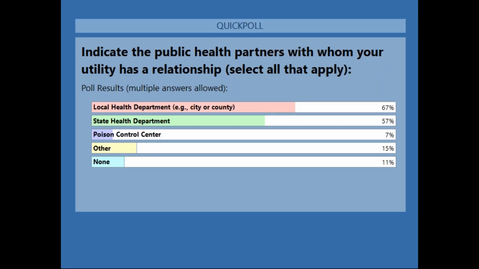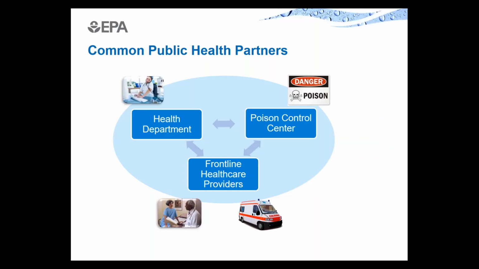All right, well, this is encouraging. So we see a lot of you do have, two-thirds of the respondents indicate they have a strong relationship with their local health departments, and many also have relationships with their state health departments. So that's good. The poison control center had the fewest relationships, and that's consistent with what we've seen. But I would advocate for reaching out to your poison control center if you haven't done so, because they can be a tremendous source of expertise on a variety of chemicals and chemical exposure information.